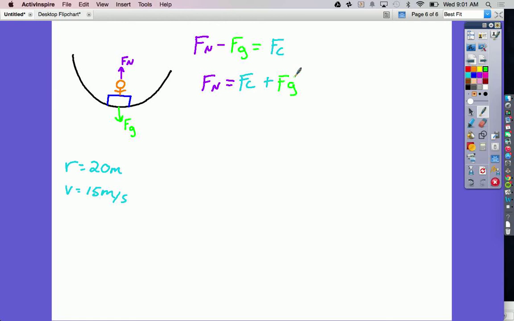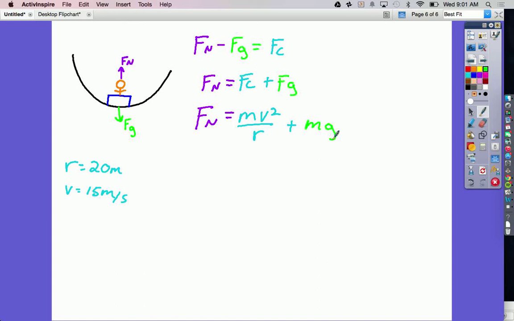Now we don't have mass, but that's okay. We don't need it. So the normal force is going to equal, here's centripetal force. I'm going to write the equation mv squared over r, because I have r and I have v. So that's why I chose that one. I've got the things that are in it, plus the force of gravity, which is mg.